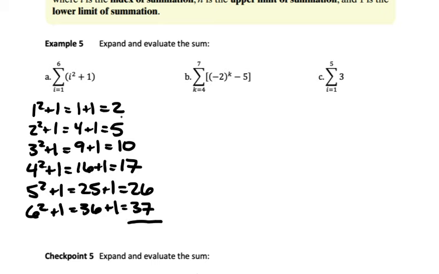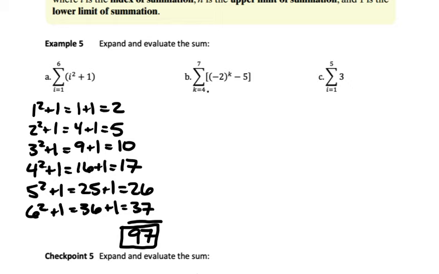Now I'm going to add these together. So if you add 2 plus 5 plus 10 plus 17 plus 26 plus 37, you can use your calculator, but you would find that the sum is 97. So 97 is my answer.